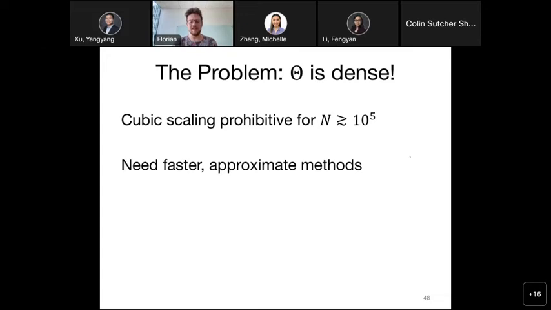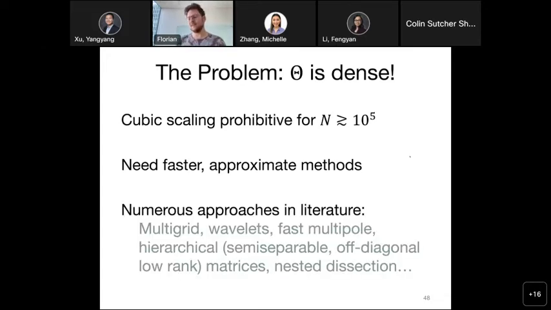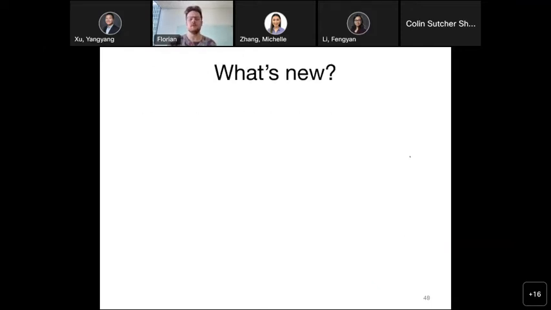And this is a classical topic in applied mathematics. So there have been many methods proposed in the literature, including multigrid, wavelets, fast multipole methods, off-diagonal low rank, and so on. This is one of the bread and butter topics of applied mathematics, I would say. And so given that, you could wonder, why am I still here talking to you about this?